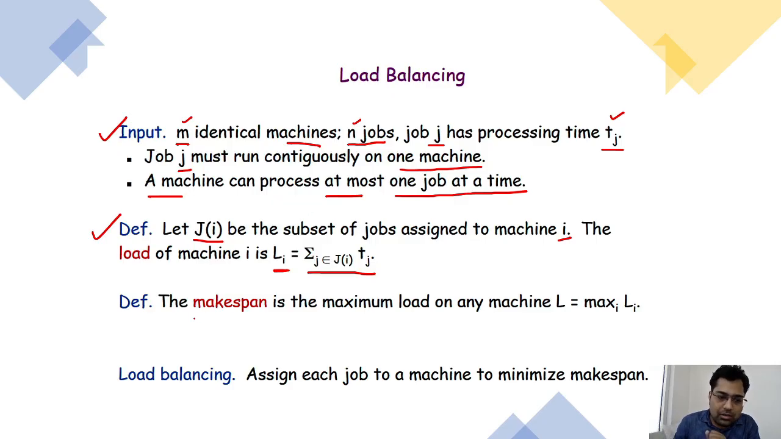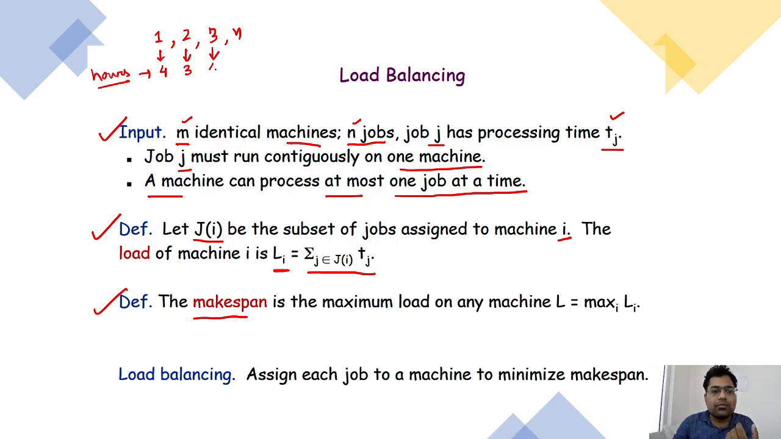Next, max span. What does it mean? Max span is the maximum load of any machine. Suppose there are four machines with different loads; whichever is maximum. Suppose in your group a project takes hours to complete, and there are four members, one, two, three, four. One takes 4 hours to complete, another takes 3 hours, another takes 4 hours, and another takes 5 hours.